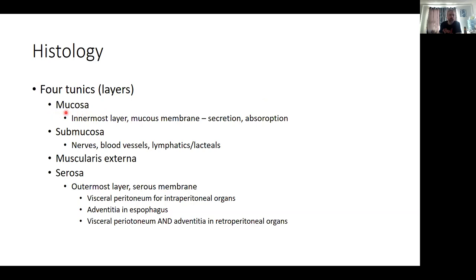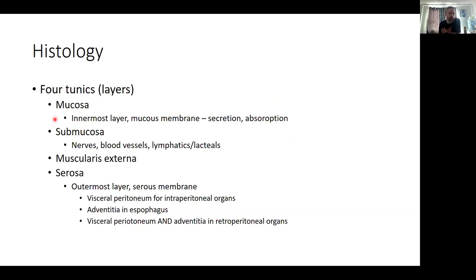And this mucosa, depending on where we are in the canal, is specialized to do different things. It might be specialized to secrete certain chemicals, mucus, digestive enzymes, whatever. Or later on, we're going to see more absorption as the primary capacity, taking the digested nutrients and absorbing them into the bloodstream.